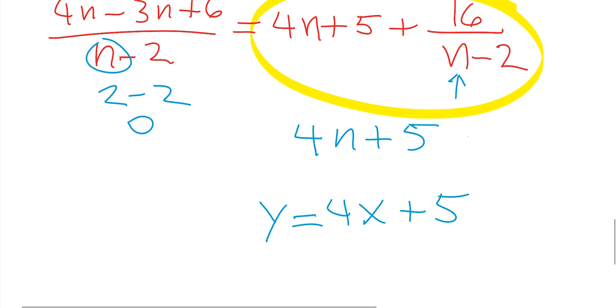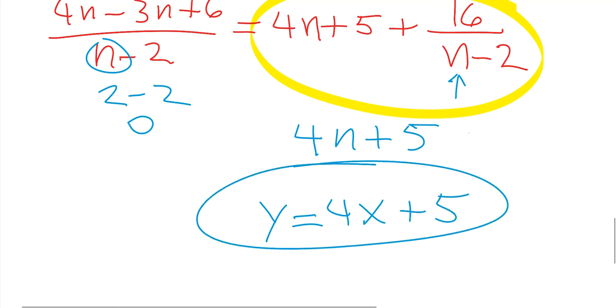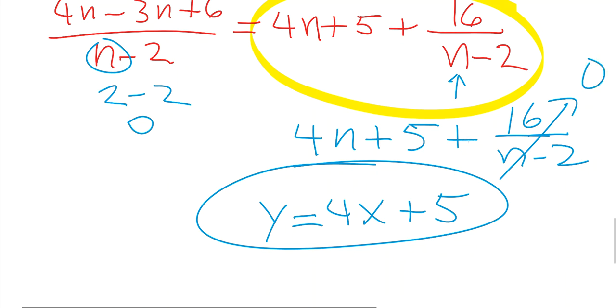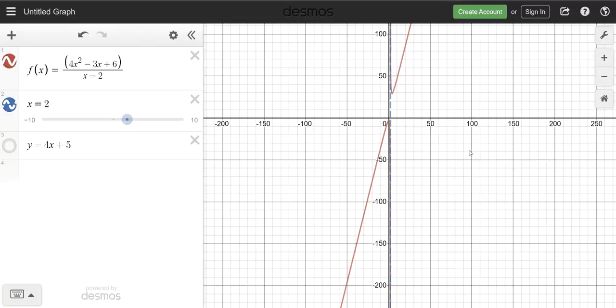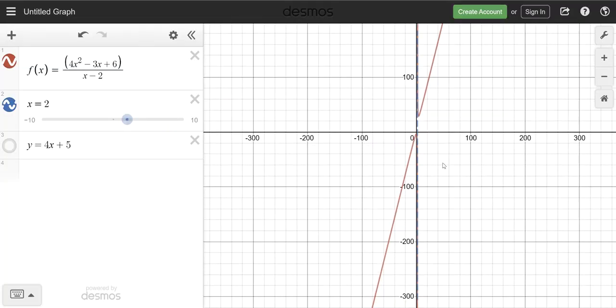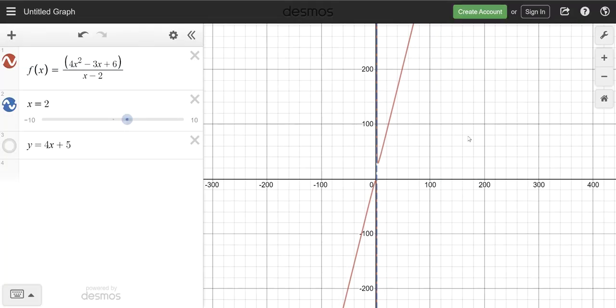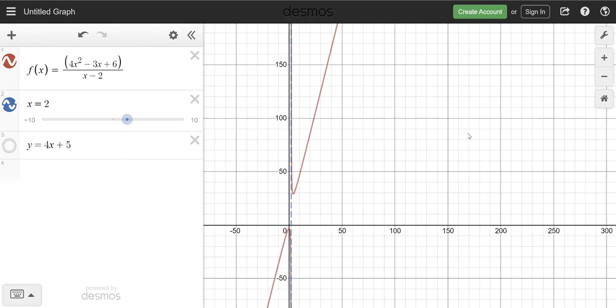Okay, y equals 4x plus 5, because this guy, plus 16 over n minus 2, this guy right here, goes to 0 as n becomes really, really big. And we're left with 4n plus 5. And for the sake of my graph, I'm using x's. So you come back over here and you look and see if it bears out to be true.